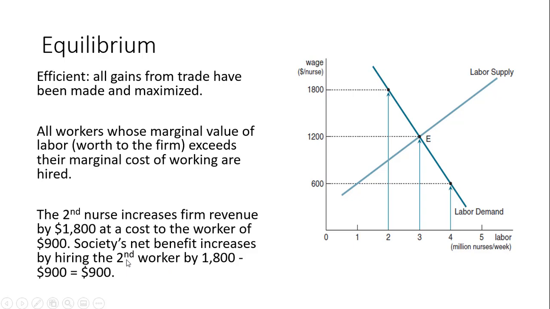So society's overall net benefit from hiring the second worker is positive. The benefit of $1,800 more than overcomes the marginal cost of working of $900. So overall, the net benefit of hiring the second worker is $900, $1,800 minus the marginal cost of working.